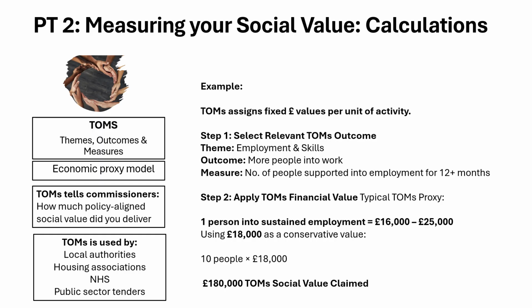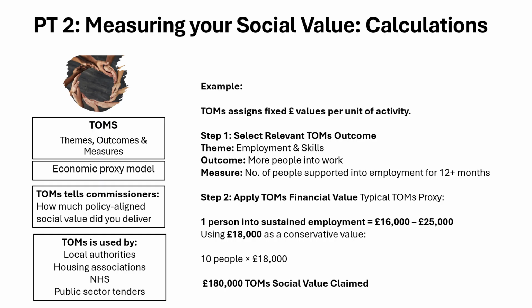So step one will typically be you select a relevant TOMS outcome. So for this example, we'll look at the theme of employment and skills. And this carries on from the previous example that we used in part one. The outcome, more people into work, and the measure, number of people supported into employment for a 12-month period. So step two to that would be how do you apply a TOMS financial model to that? So a typical TOMS proxy would be one person into sustained employment could range from anything between 16,000 and 25,000.